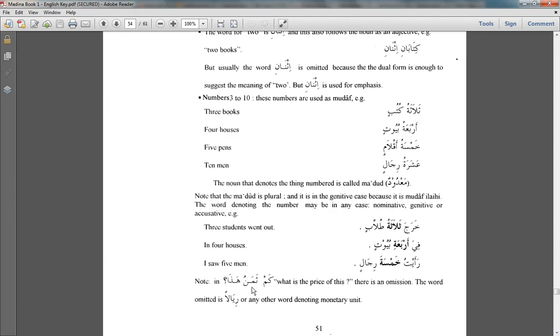Note, in kam thamanu hada, what is the price of this? There is an omission. The word is riyalan, or any other word denoting a monetary unit. For example, kam riyalan thamanu hada. Usually people just miss out riyalan or whatever the currency is in that country, and they just say kam thamanu hada.